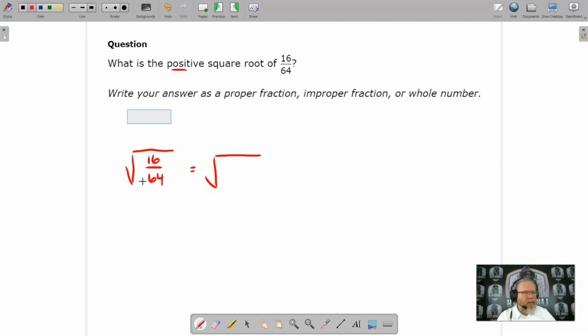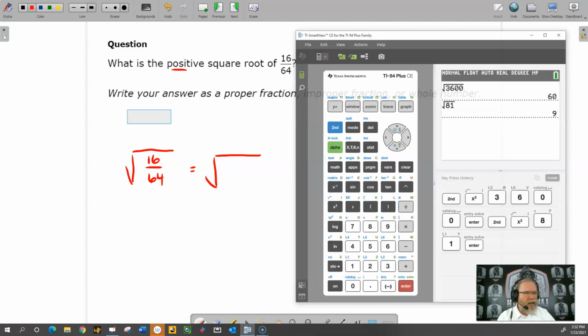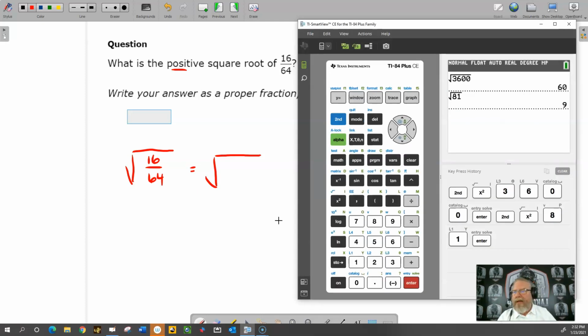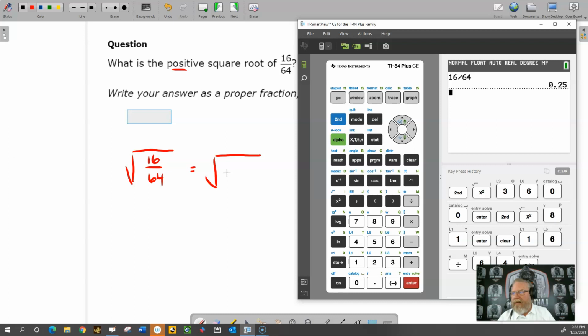So let me grab my calculator here, and let's clear this out. Get us a clear board. First we're going to do 16 divided by 64. So 16 divided by 64, and that gives us 0.25. So let's go ahead and put that in there.